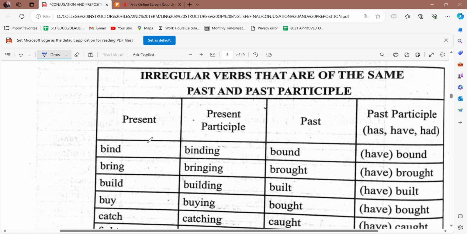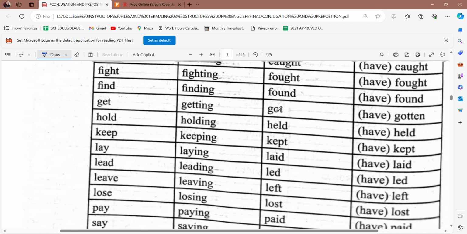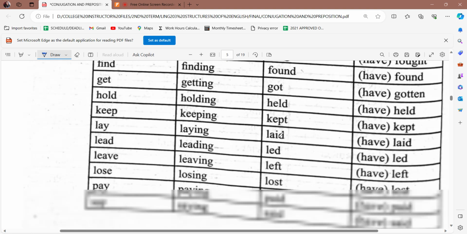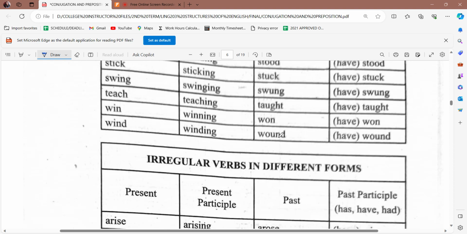Okay. And we also have irregular verbs that are of the same past and past participle. So here we have the present, bind. And the present participle, you just add ing to it, so it becomes binding. The past tense is the same as the past participle because the past tense is bound. However, for the past participle, you just add have or had. So we have that. Okay, so these are the other verbs that are of the same past and past participle.